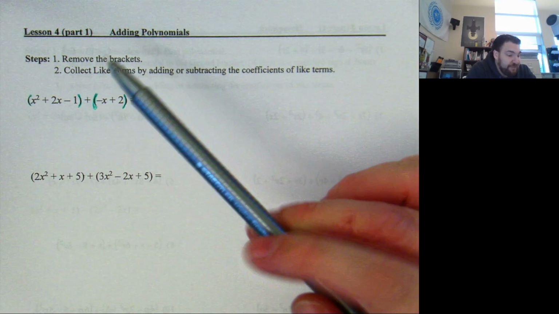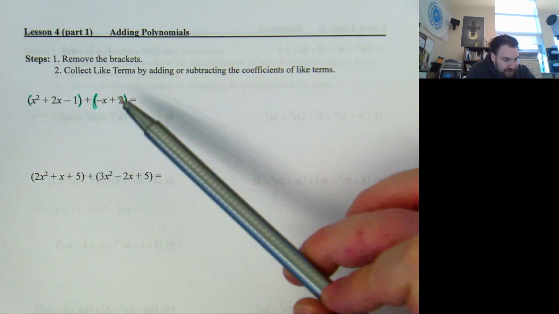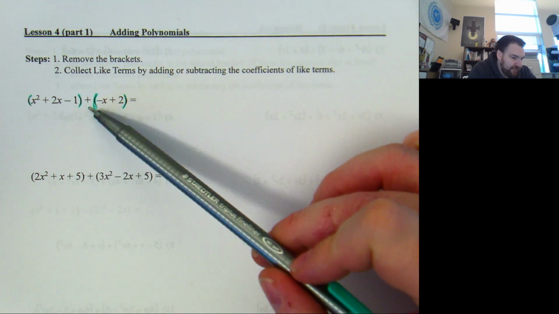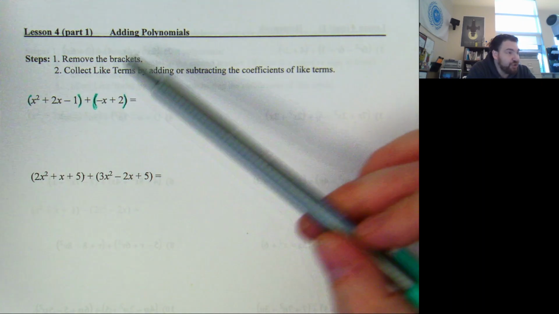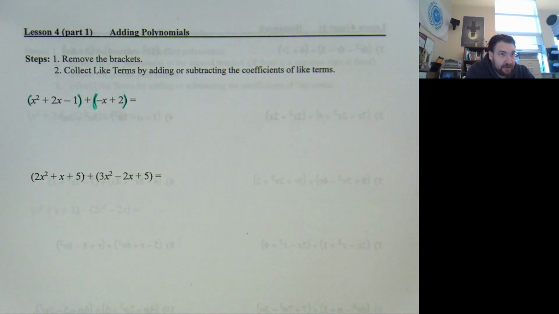All we need to do, if there's nothing else out front here, is recognize that I've got this, and I'm adding to it this. Because there's nothing out front here, we're looking at multiplying in a couple days. There's nothing right here. We're just going to drop the brackets and gather the terms.